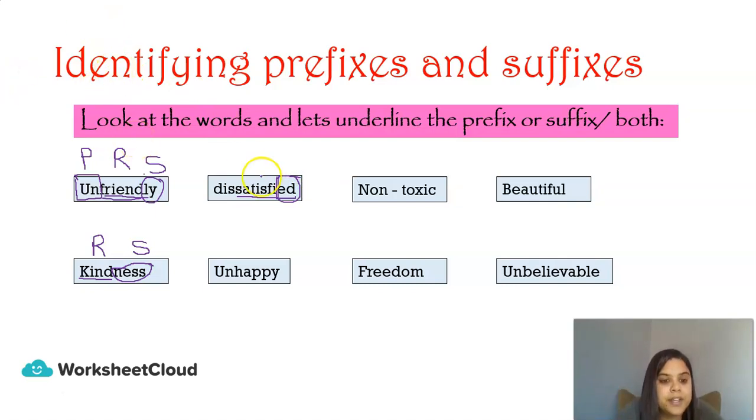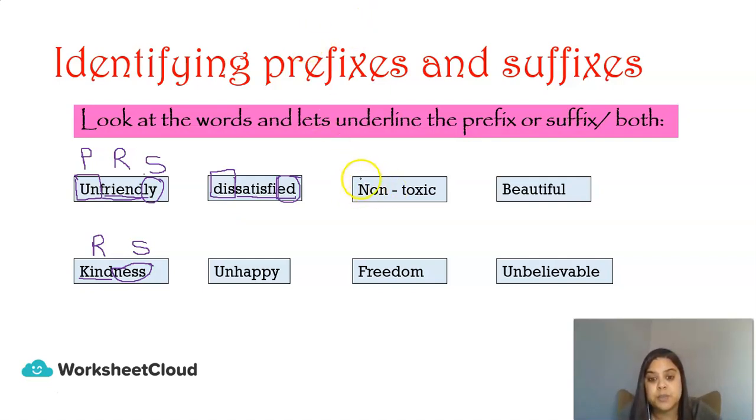Okay, and then dis over here is my prefix, which is now telling me that my root word, which was satisfy, means that I was happy with something. I'm now dissatisfied. So that means I am not happy with something.